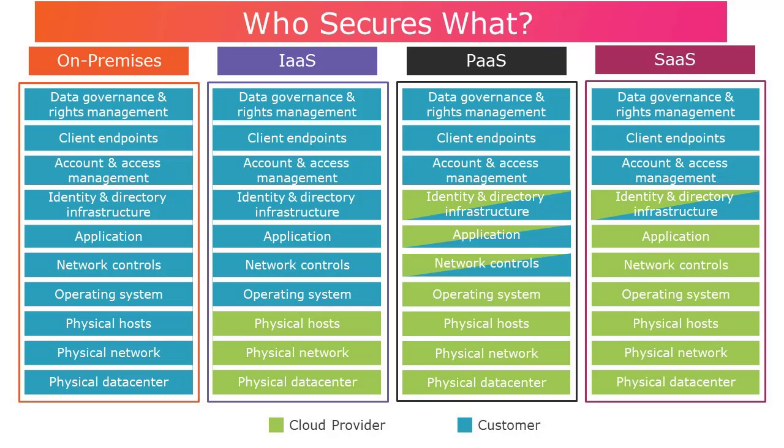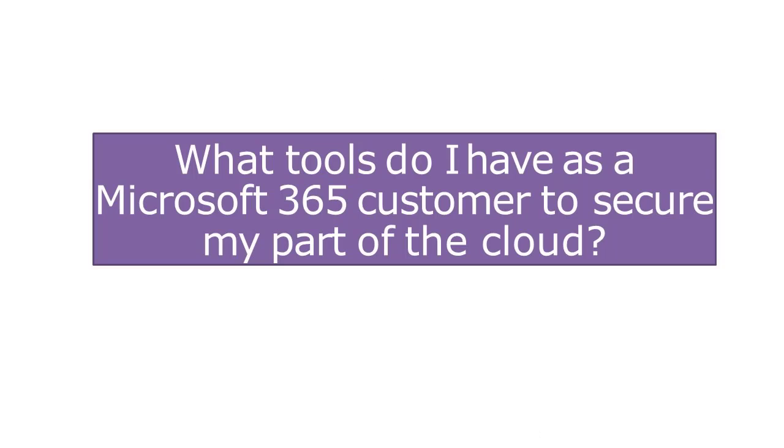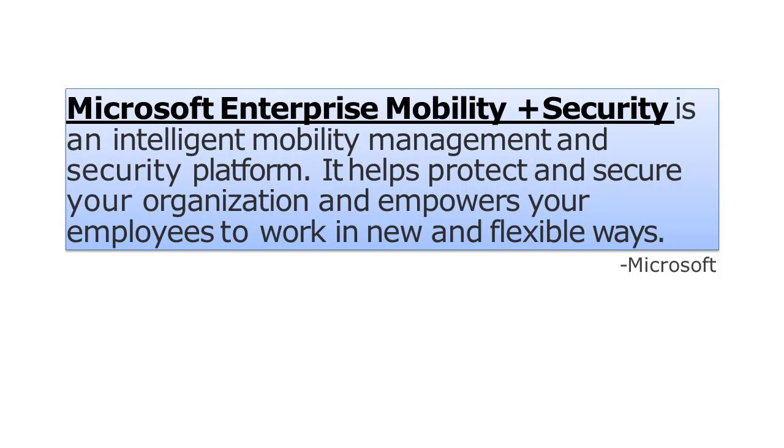This is pretty generic to every cloud provider out there, but going back to Microsoft 365, which is the topic of today's course, you might wonder what tools do I have as a Microsoft 365 customer to secure my parts and my responsibility of the cloud. Most of those tools to secure your part of the cloud are in the Microsoft Enterprise Mobility and Security Suite, also known as EMS. EMS is an intelligent mobility management and security platform.